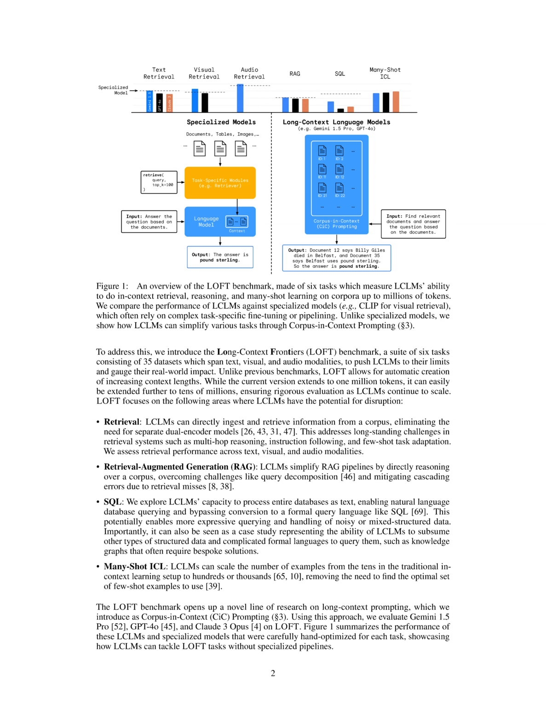The long context frontiers LOFT benchmark works by providing a suite of tasks across text, visual, and audio modalities to push long context language models, LCLMs, to their limits and assess their real-world impact. The benchmark consists of 6 tasks with 35 datasets, allowing for automatic creation of increasing context lengths, currently extending up to 1 million tokens. LOFT focuses on areas where LCLMs can disrupt traditional methods, such as retrieval, retrieval-augmented generation, RAG, SQL-like reasoning, and many-shot in-context learning, ICL.